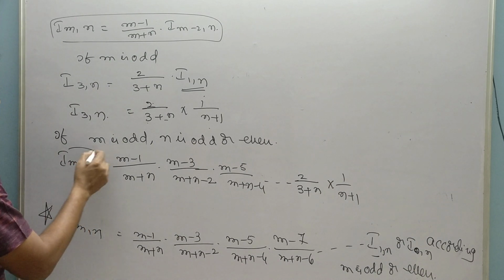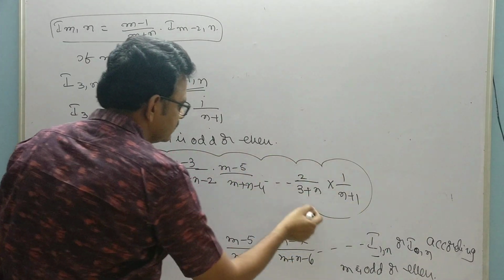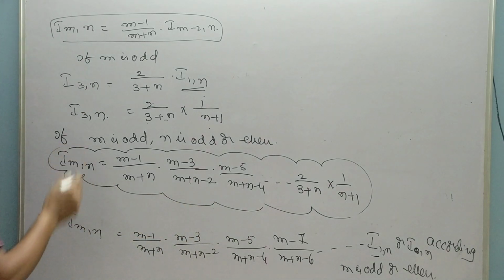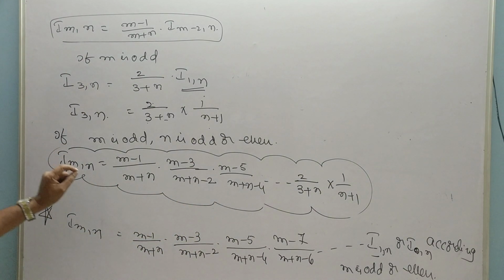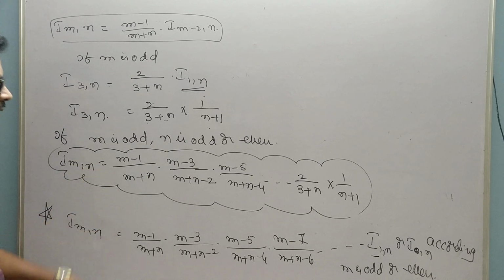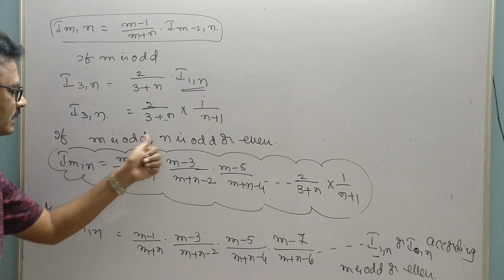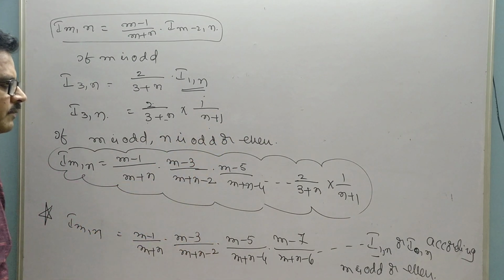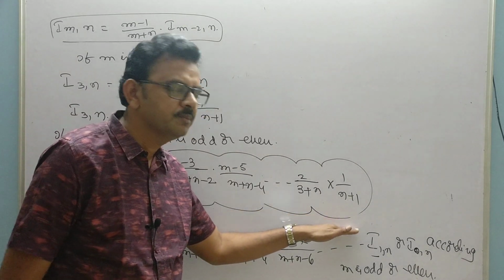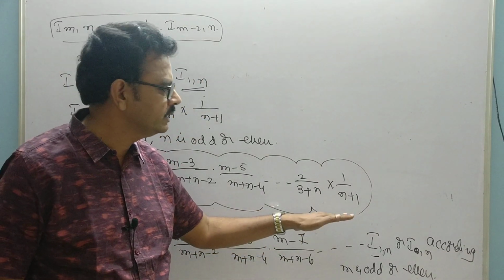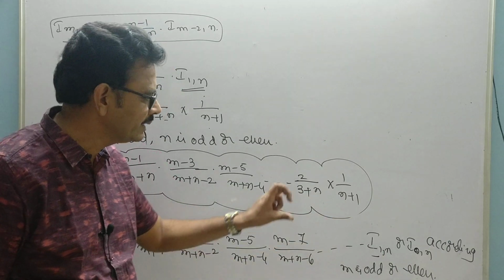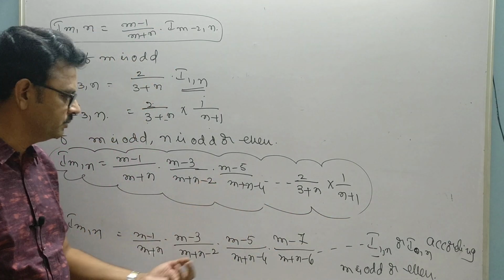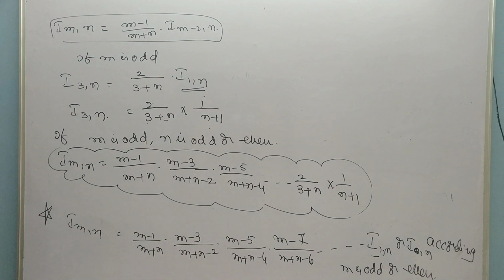So this is the integral 0 to pi by 2 of sin power m x into cos power n x dx. So if m is odd, n may be even or odd. In this case, this is the expansion. So while solving, the problems are comparatively very easy. No need to remember this also. But how to get this expansion is important. That is a proof. Now if m is odd, n is even or odd, this is the expansion.